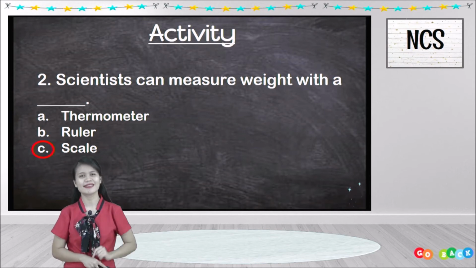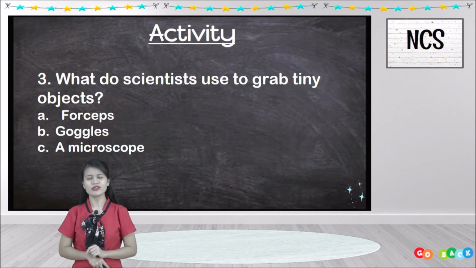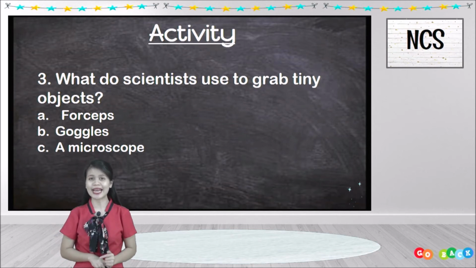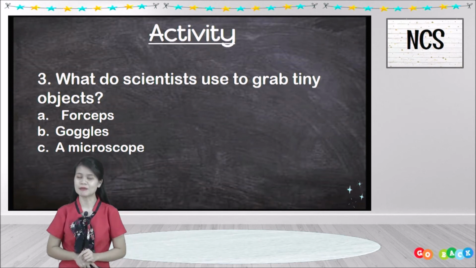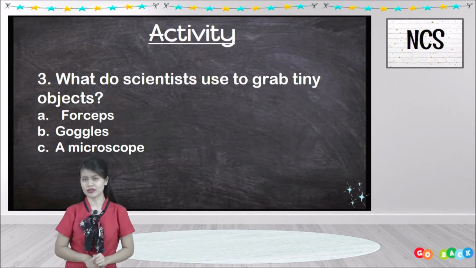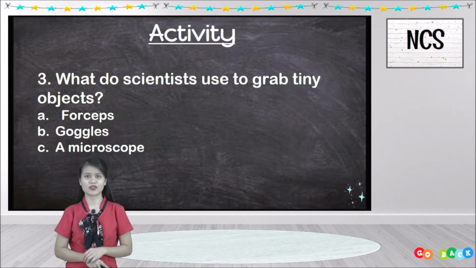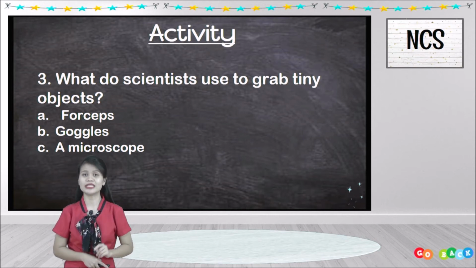Remember that. Next question. What do scientists use to grab tiny objects? Is it A, forceps, B, goggles, or letter C, a microscope? Again, read the question carefully. Grab tiny objects, not to see. Yes, the correct answer is letter A, forceps.